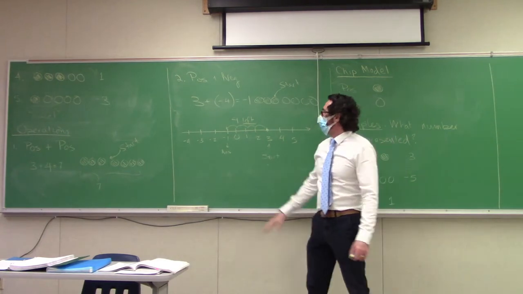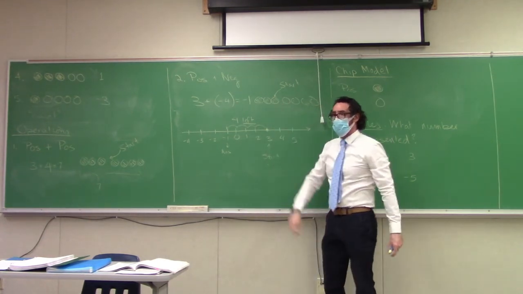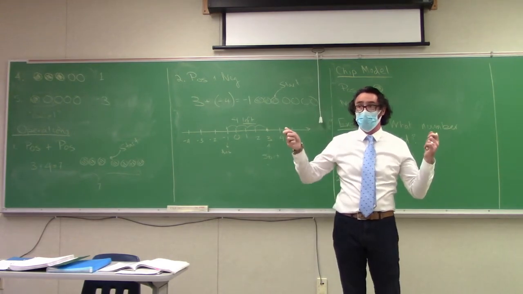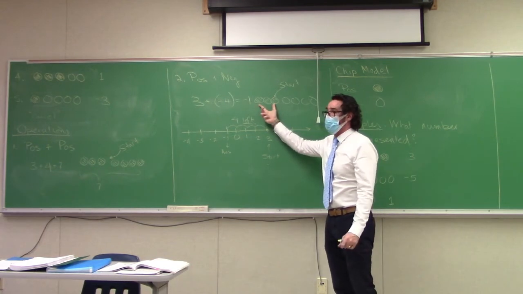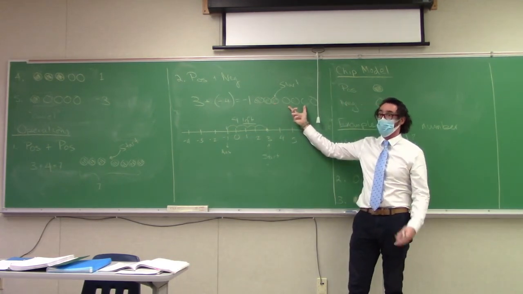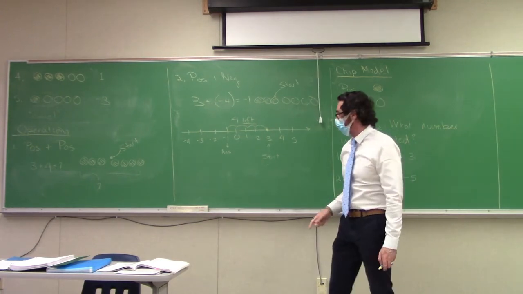But very similar to the chip model, like these guys canceling each other out. If you have $1 and you owe somebody $1, you really got nothing. It's like if you have these 3 and then these 3, those cancel each other out, leaving you with the 1 negative left over there.